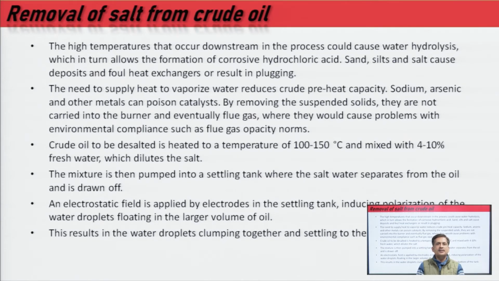Crude oil to be desalted is heated to a temperature of 100 to 150 degrees Celsius and mixed with 4 to 10% fresh water, which dilutes the salt. So, the temperature range for removing the salt is 100 to 150, and the mixture is then pumped into a settling tank. These are the steps which we are going to follow for removing salt.